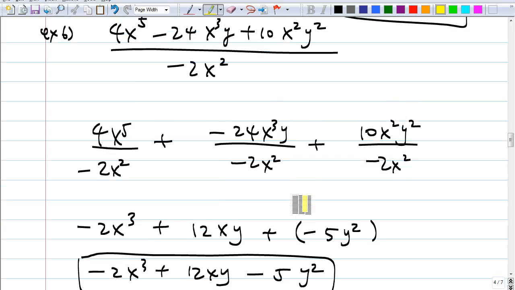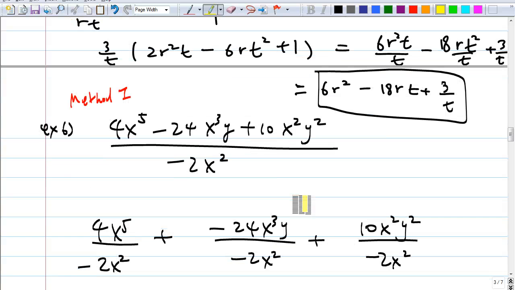Which method do you like better? Method 1 or method 2? To be honest, it doesn't really matter, but I kind of like method 2 better because you don't have to separate the whole thing like this. As long as you get the right answer, that's all, okay? But you should know how to do both ways. Okay, are we okay with these? Why don't you try the next example, okay?